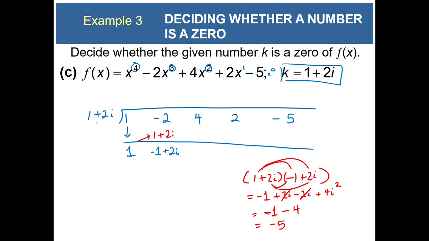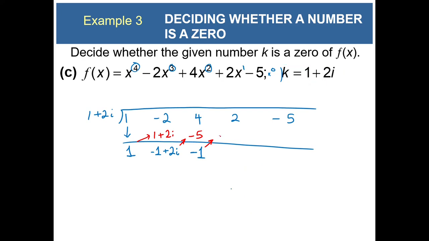So when we multiply 1 plus 2i times negative 1 plus 2i, we're going to put negative 5 here underneath the 4. 4 plus negative 5 is negative 1. Then we multiply again. Negative 1 times 1 plus 2i is negative 1 minus 2i. We'll add 2 plus negative 1 minus 2i now. And that results in 1 minus 2i.